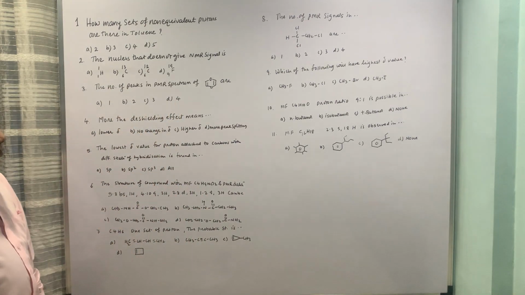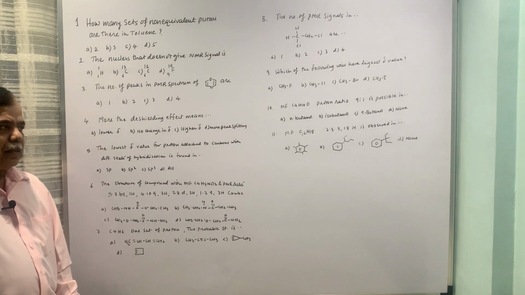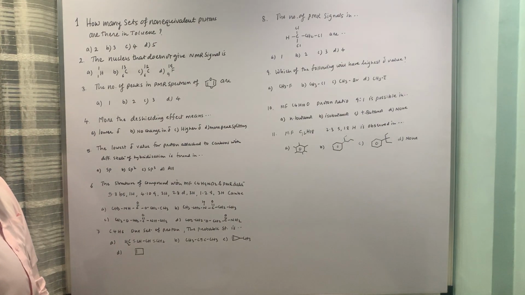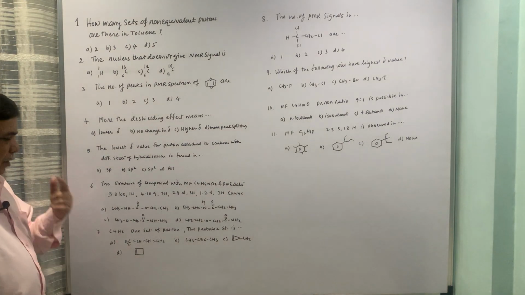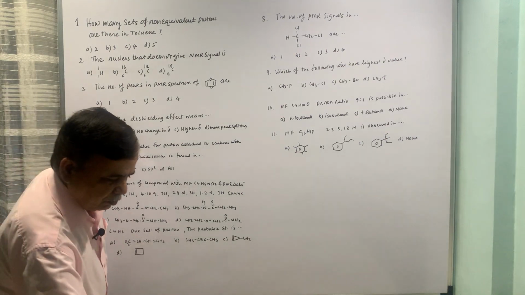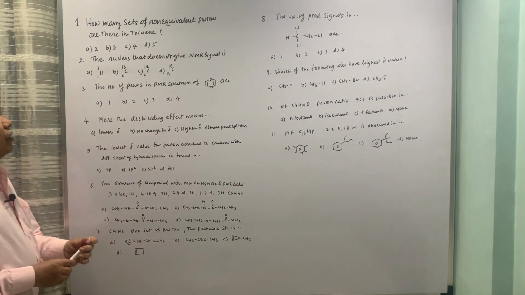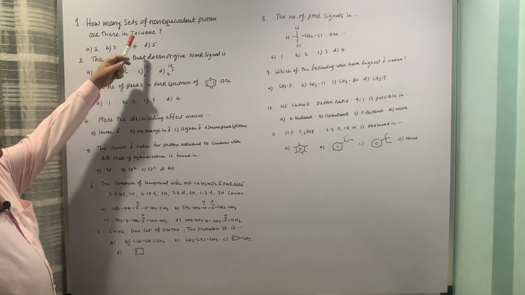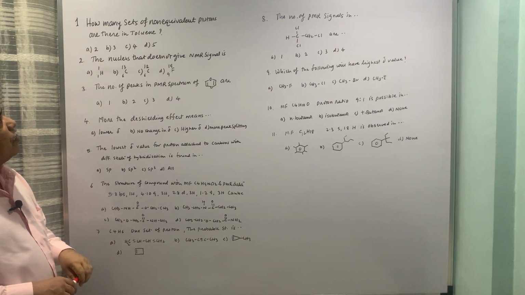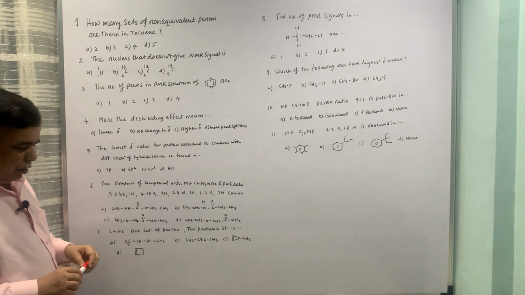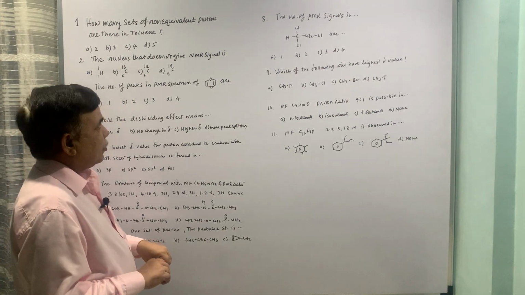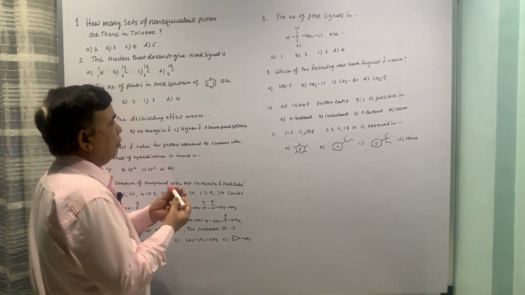Today we'll see some multiple choice questions based on the spectroscopy part. The first question which we are going to look at is: how many sets of non-equivalent protons are there in toluene? So first of all, you must know the structure of the toluene molecule.